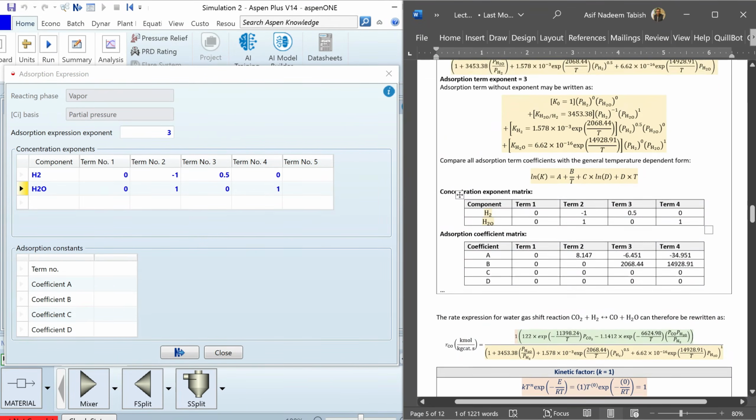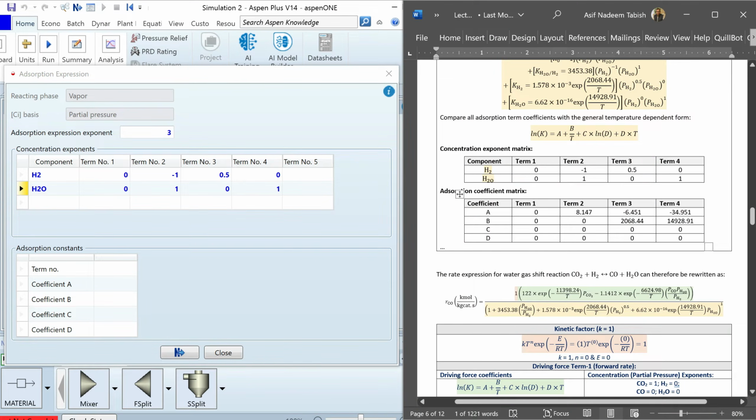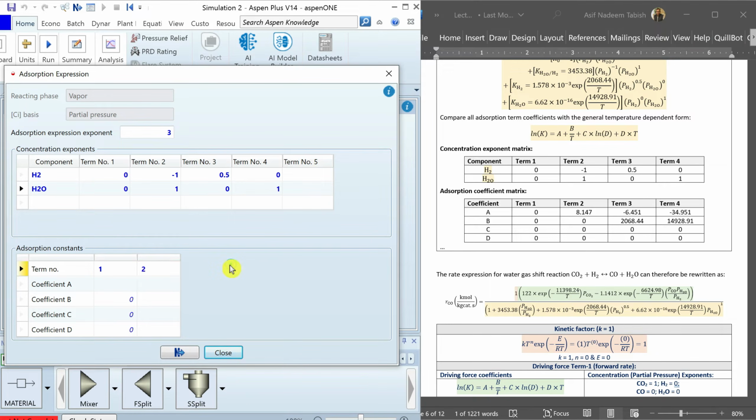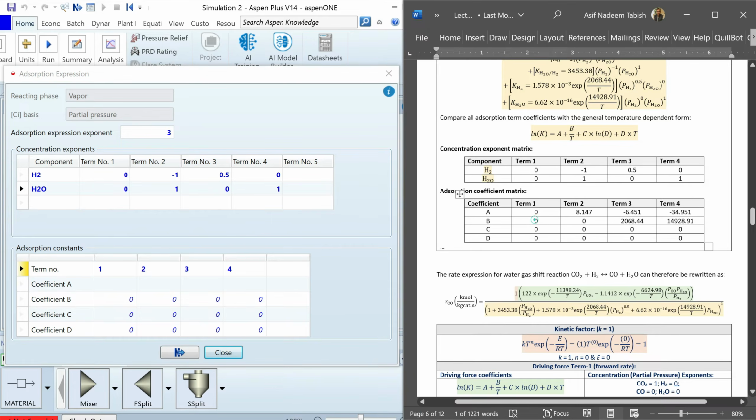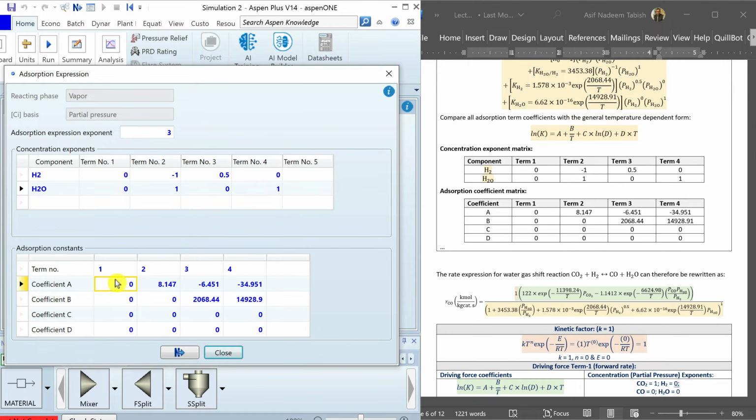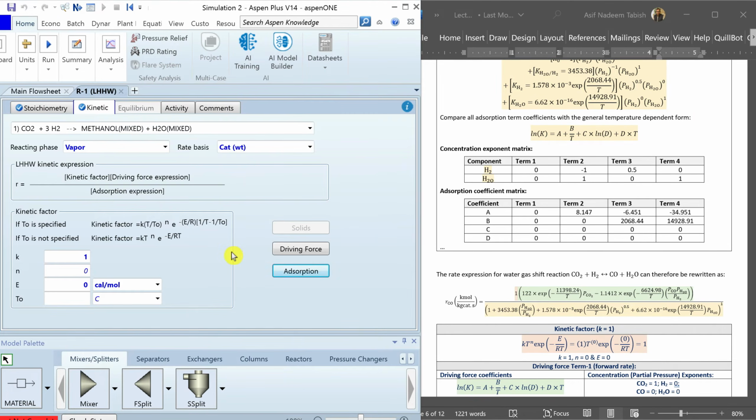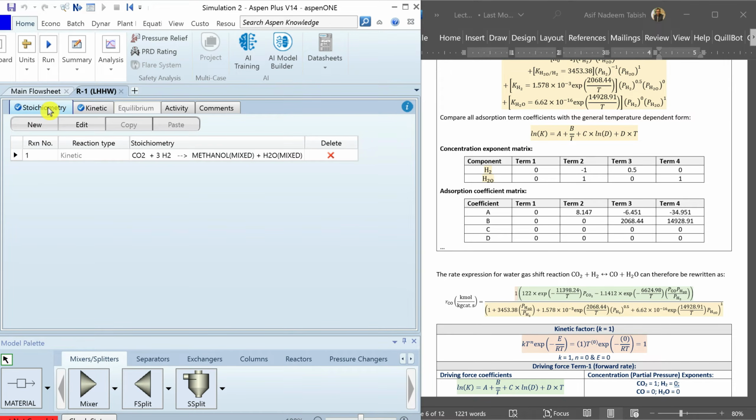Now we need to define the adsorption coefficients, that is a matrix of 4 terms by 4 coefficients. Let's add all the terms first: term number 1, term number 2, term number 3 and term number 4. To complete the matrix, you can also copy all the coefficient values from the table and simply paste in the table of adsorption coefficients. That's it. The adsorption expression has been defined, and with this, the stoichiometry and the kinetic factors of the LHHW model of methanol synthesis are complete. Similarly, you can define the stoichiometry and kinetics of the water gas shift reaction.